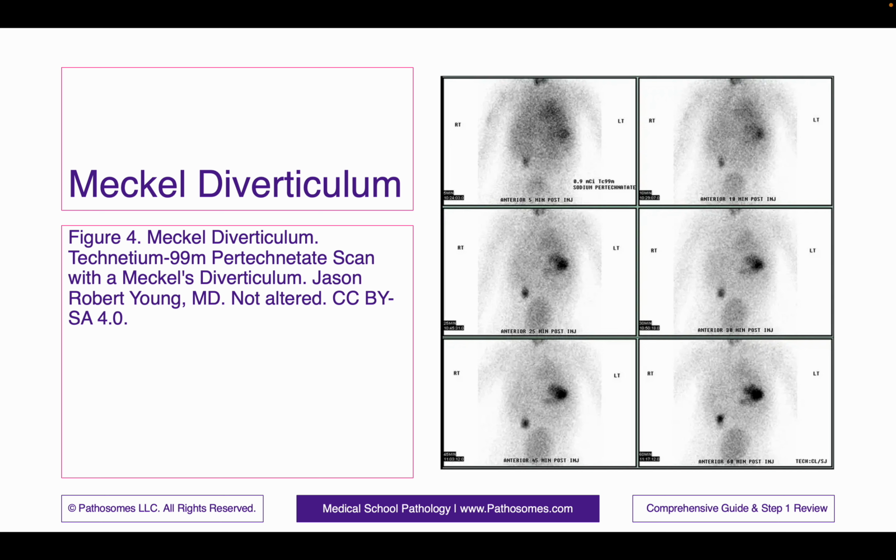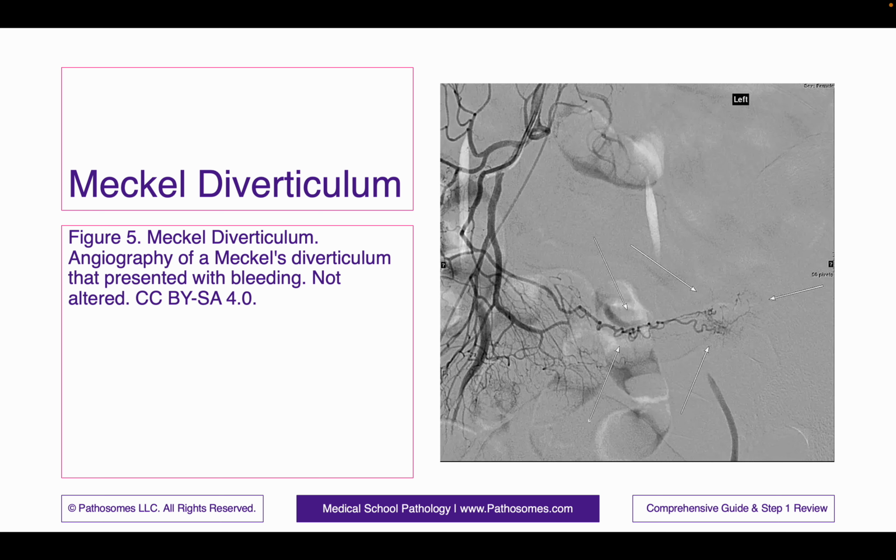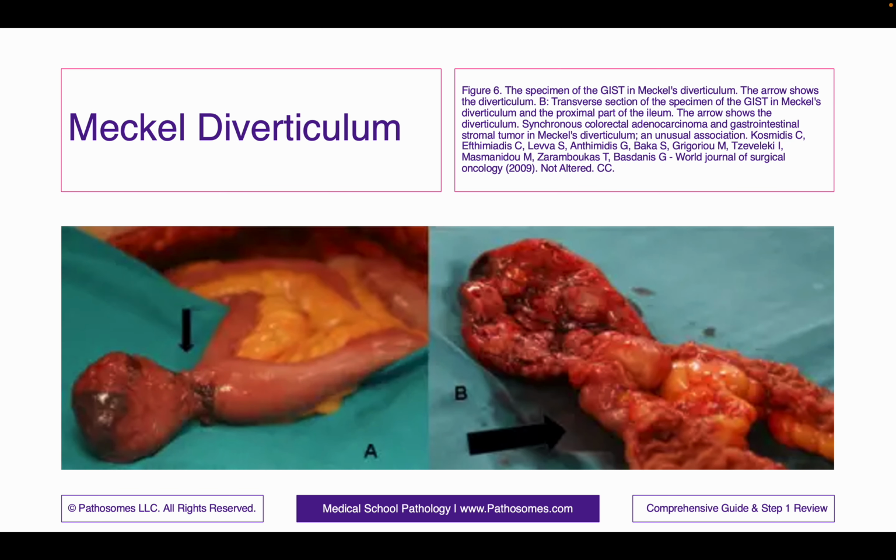And here we can see some imaging of a scan for Meckel diverticulum. You see it lighting up there? And here we can see the angiography of a Meckel diverticulum. And for the pathologists out there, or future pathologists, you're going to need to know this. GISTs, for some reason, frequently show up in cases of Meckel diverticulum, so be on the lookout for that. And GIST, by the way, means gastrointestinal stromal tumor.